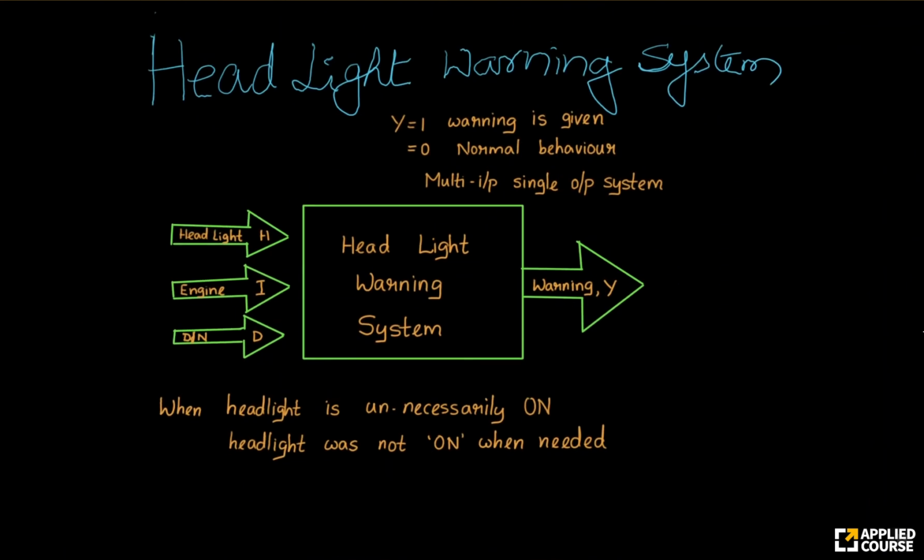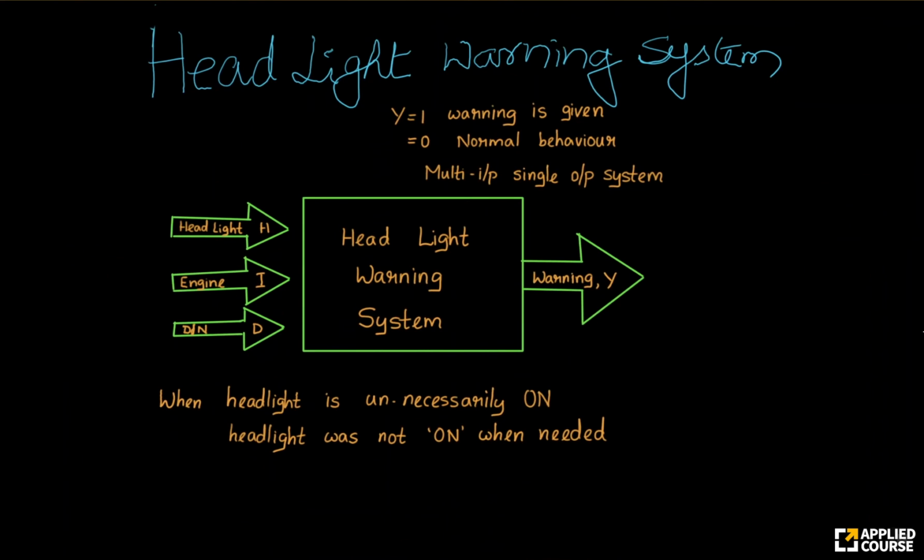The second one, we take it as the headlight warning system. We will give an in-depth analysis of this headlight warning system, etc. This headlight warning system is basically for, let us say, a four-wheeler. It can be a car, and there will be a headlight.